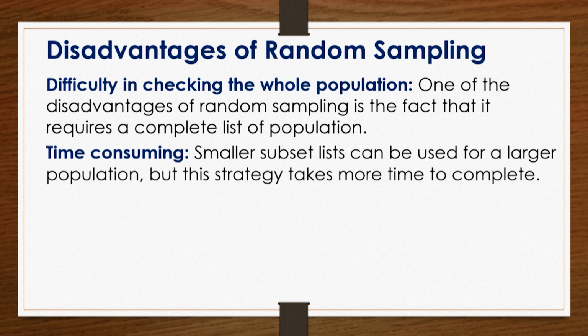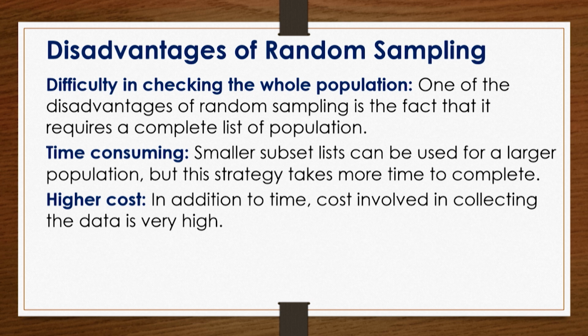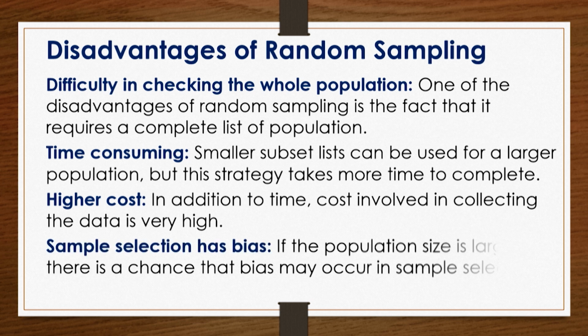The second disadvantage of random sampling is that it is time consuming. Smaller subset lists can be used for a larger population, but this strategy takes more time to complete, so the consumption of time is very high. That becomes the second disadvantage of random sampling. The third disadvantage is higher cost. In addition to time, the cost involved in collecting the data is very high, so the time and cost involved in selecting the random sampling also increase, so that also becomes one of the disadvantages.